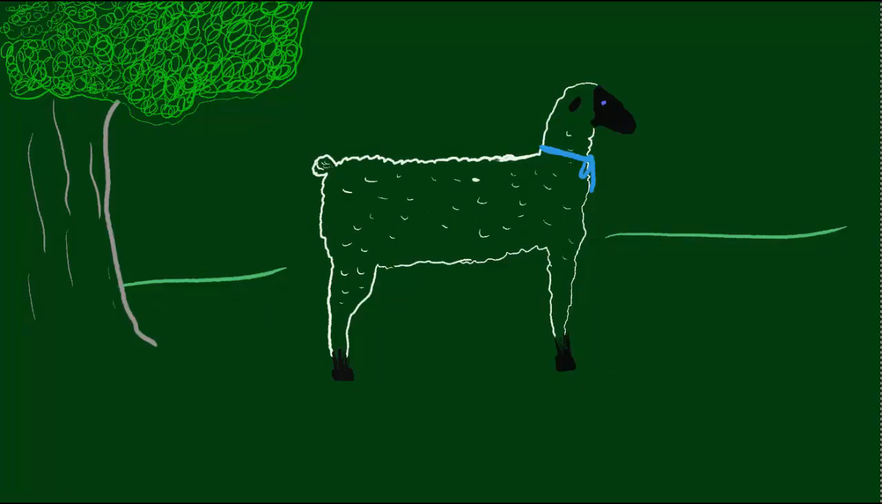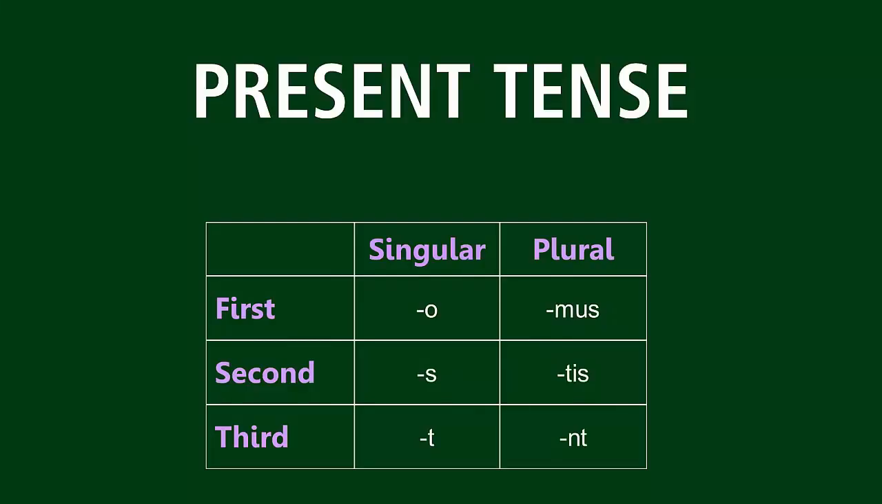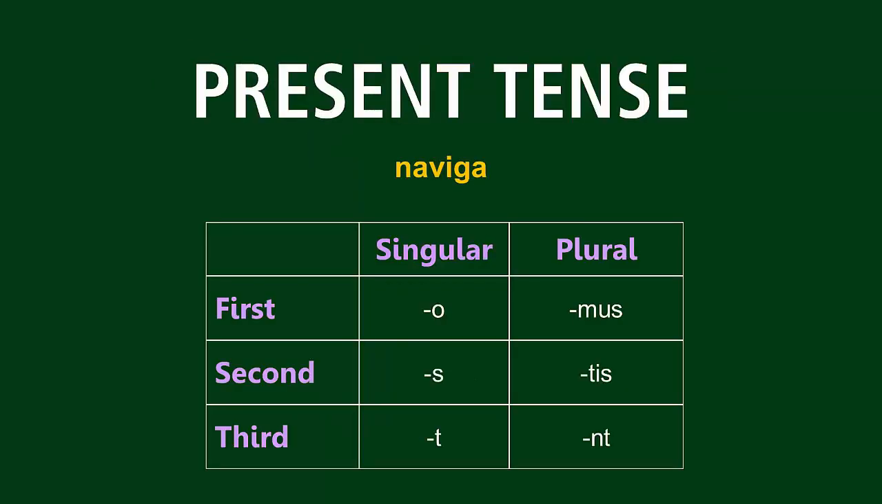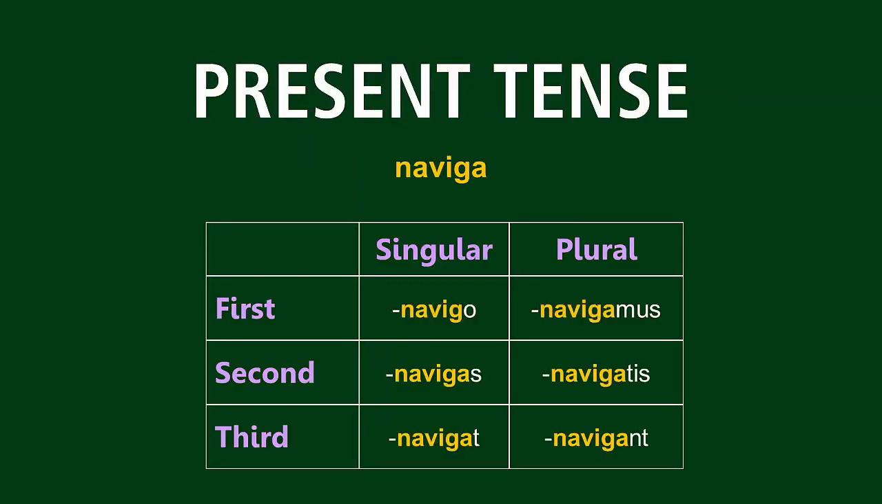Sheep? That's absurd! Alright, sure, but before we get to the farm animals, let's look back at the present tense endings that we learned in the last unit. Remember, the endings were OST, musticenti. Again, that's OST, musticenti. Find your present stem by going to the second PP and chopping off the RE. Then you add the OST, musticenti.